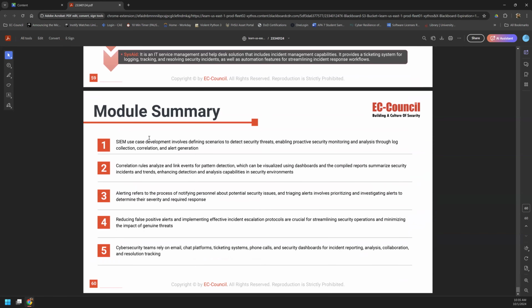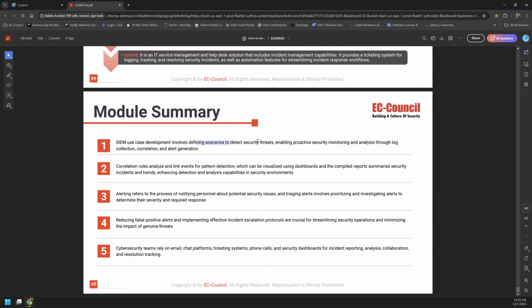So again, you're going to be using the SIEM to define your scenarios and detect any kind of security threats in your logging, through log collection and detection. We talked about that last time, but it's really going to be those correlation rules that you use to analyze and link events together. So you're going to be using AND logic or OR logic.